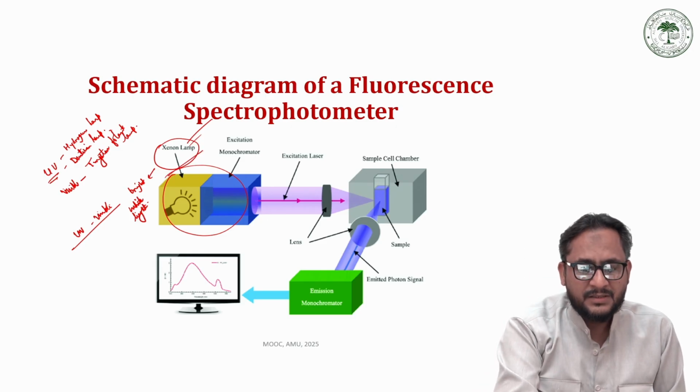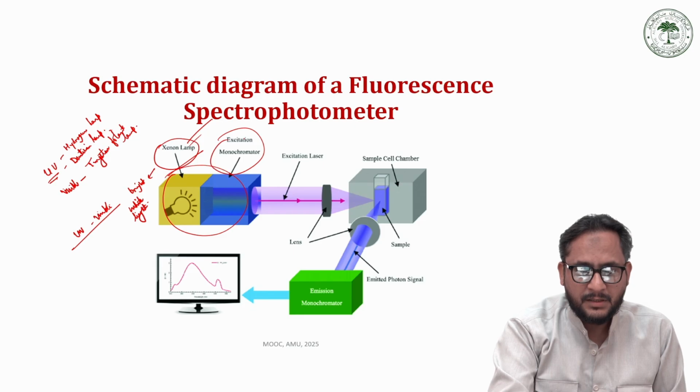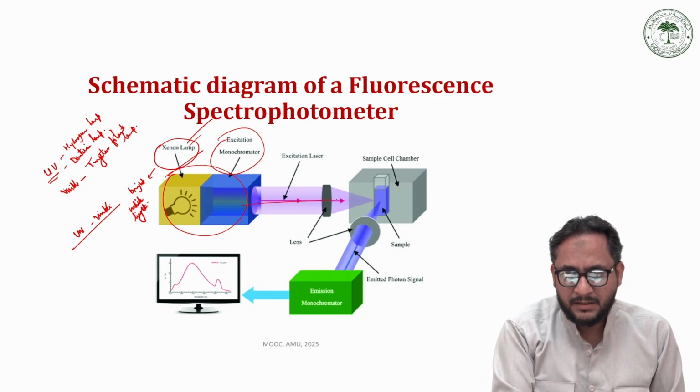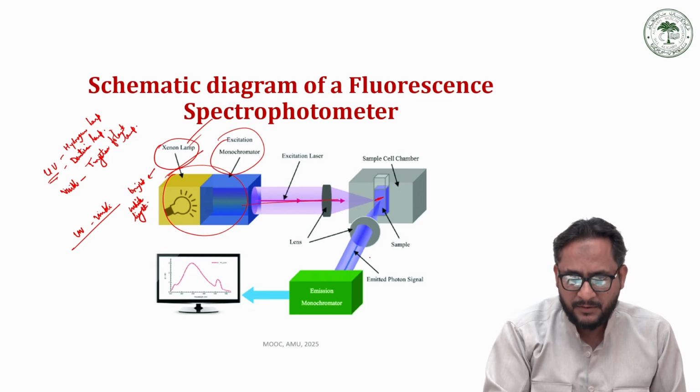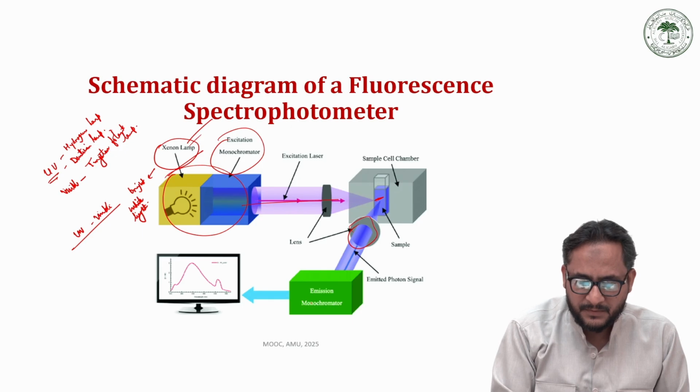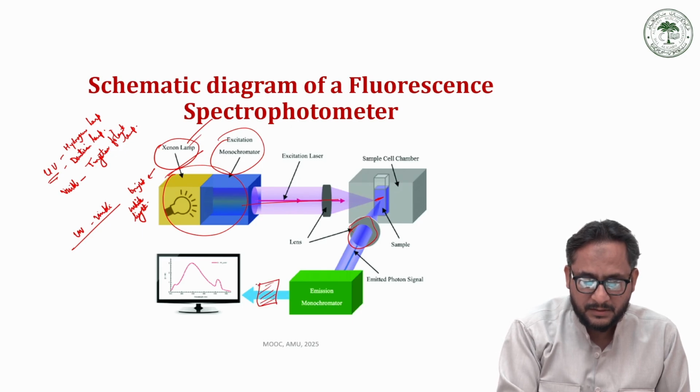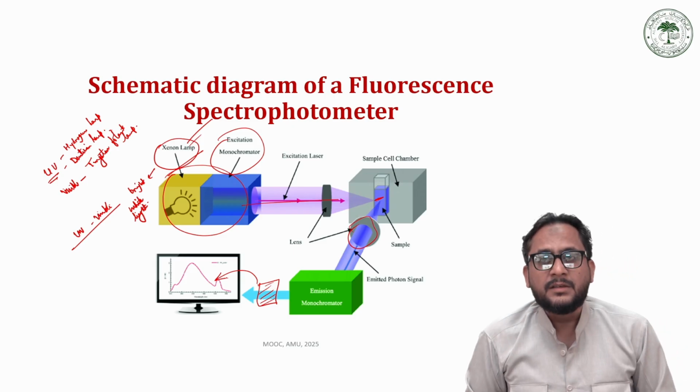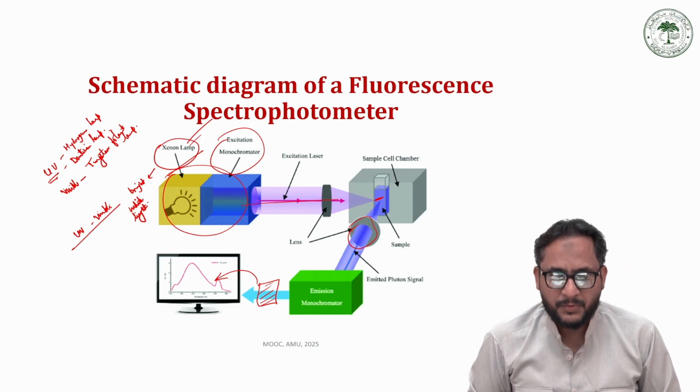So we have a xenon lamp, then an excitation monochromator; the light is coming, passing through the sample. Then we again have a lens and a monochromator placed at 90°, and then we finally have a detector over here to detect the signal and present those results in the form of a spectrum.